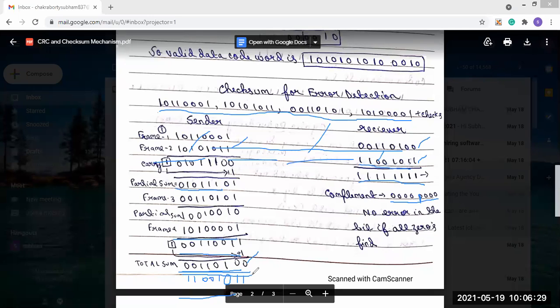After adding, we get 0 0 1 1 0 1 0 0. If we take 6 bits or 7 bits, the output will be different, based on that. And this output should be complemented. This output should be in the ones complement form.